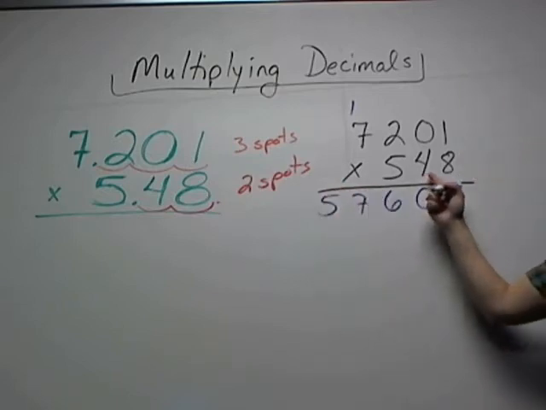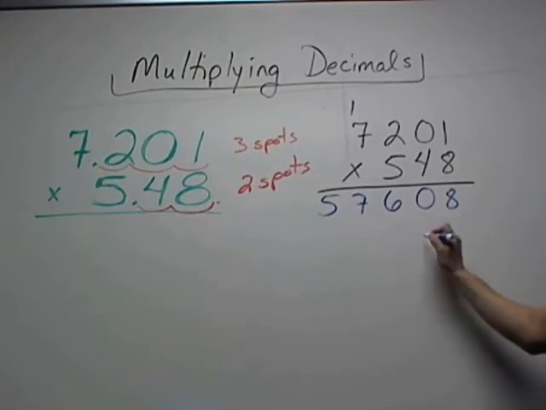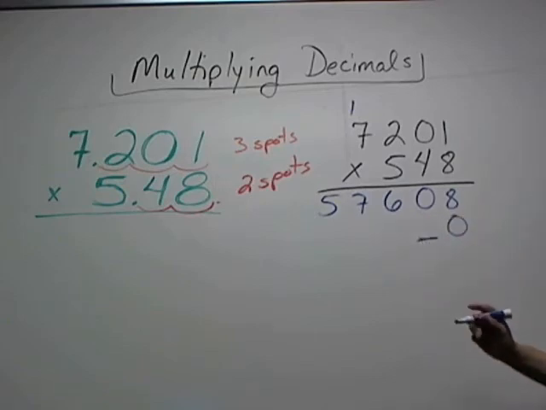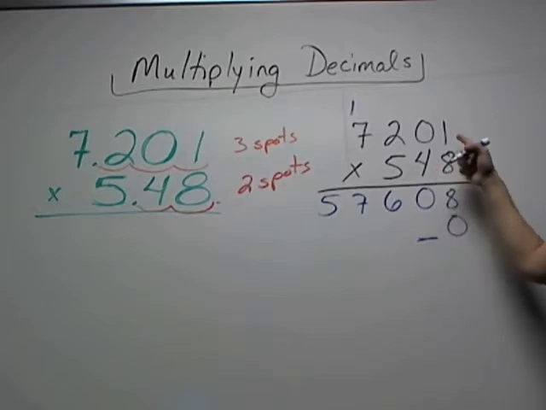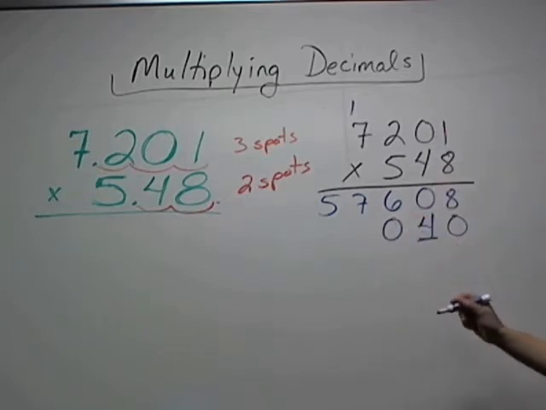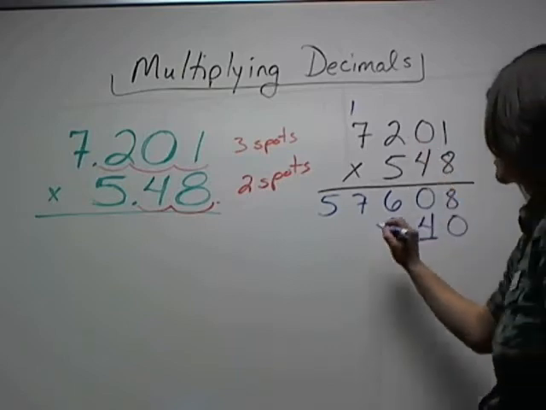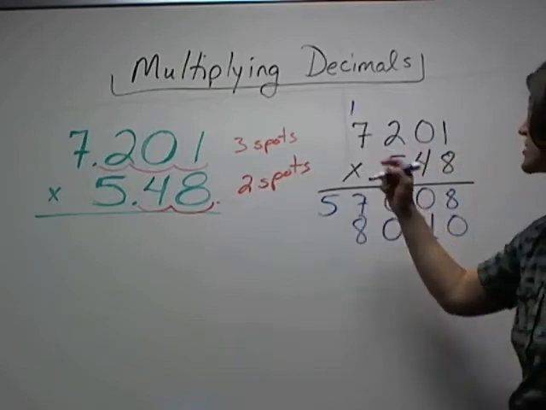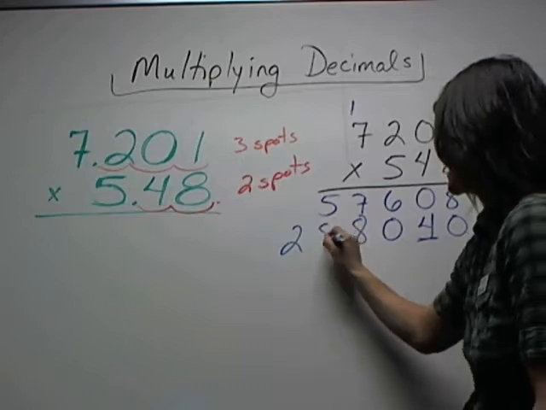Now I start off with my tens digit, so that first number is going to go right here below that. If you need to, fill in the 0. 4 times 1 is 4. 4 times 0 is 0. Love it when zeros are in there. 4 times 2 is 8. And 4 times 7 is 28.